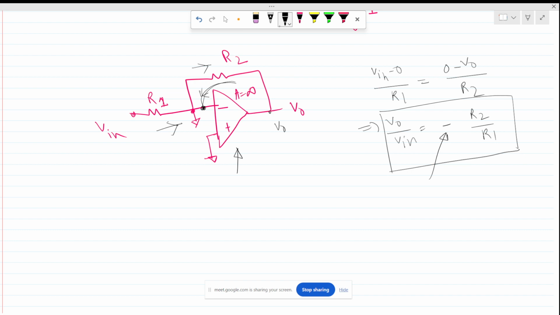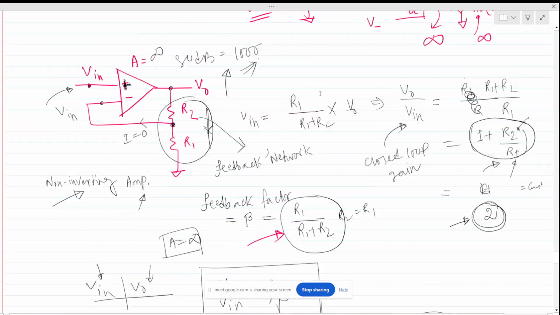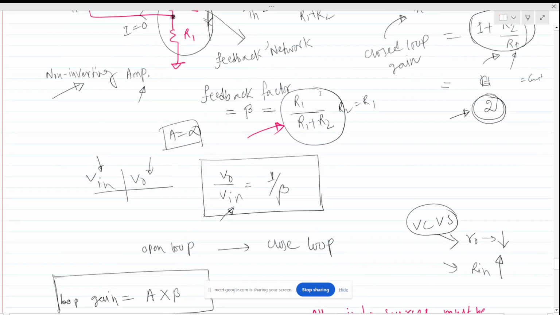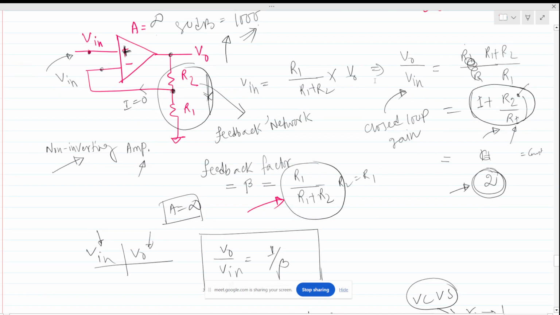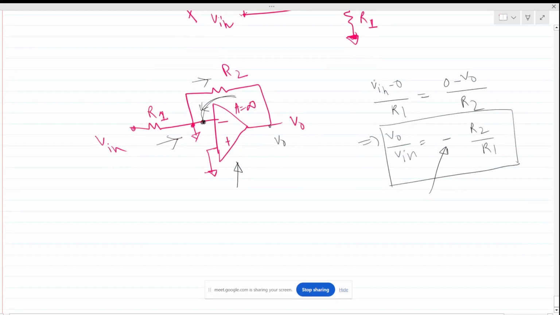Previously, when we have a non-inverting configuration, we have the positive output, right? So what was the output? 1 plus, yes. So here we have the positive output. This sign ensures the input is applied in the non-inverting terminal, and here this sign indicates the input is applied in the inverting terminal. Okay, so this is the case.